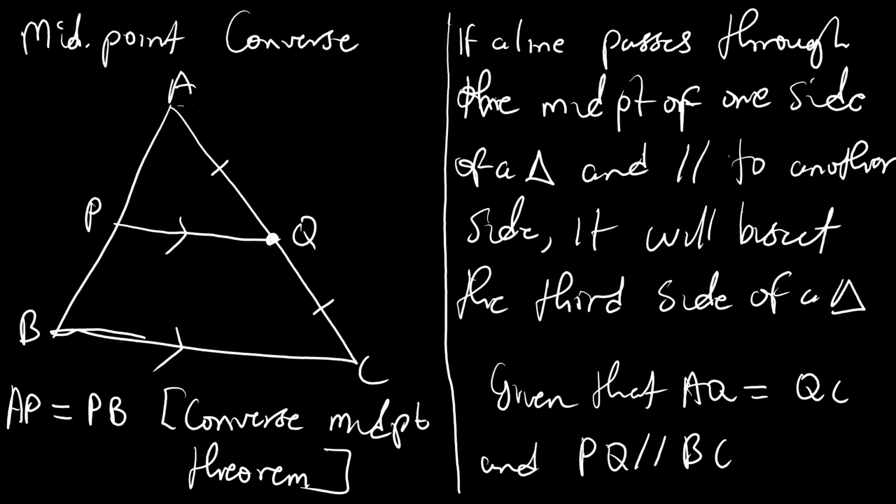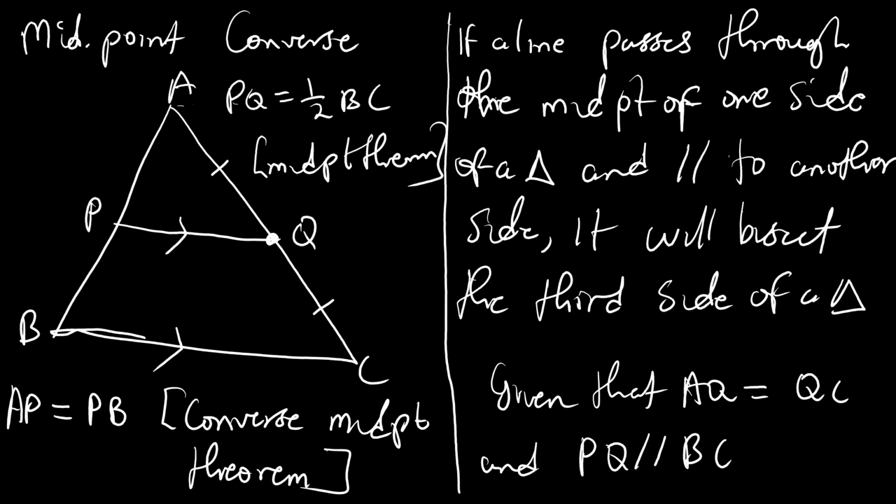It says that if a line passes through the midpoint of one side of a triangle and is parallel to another side, it will bisect the third side of the triangle. So it means it will bisect AB. Then the reason for PQ is equal to half of BC is the midpoint theorem, and that one doesn't change. So you must differentiate these reasons. The reason for this one is still the midpoint theorem.